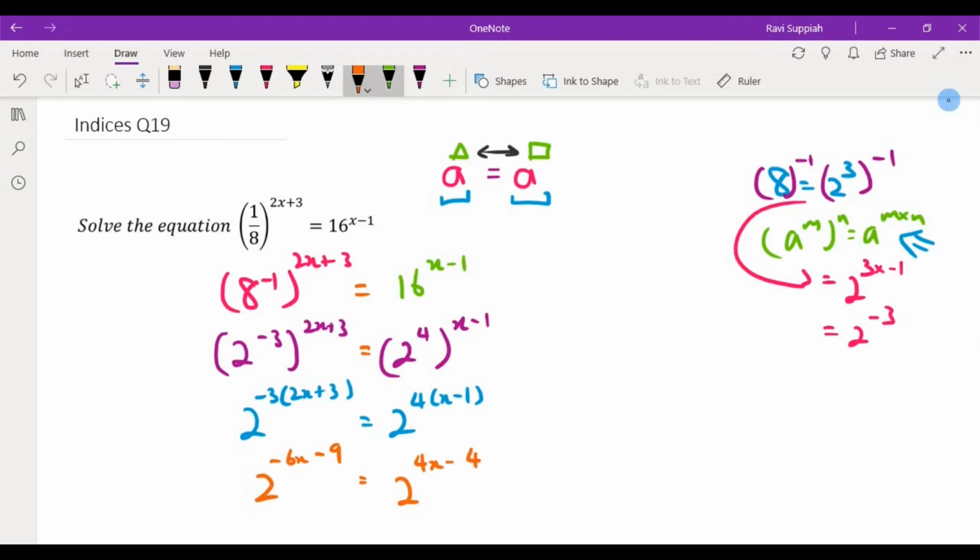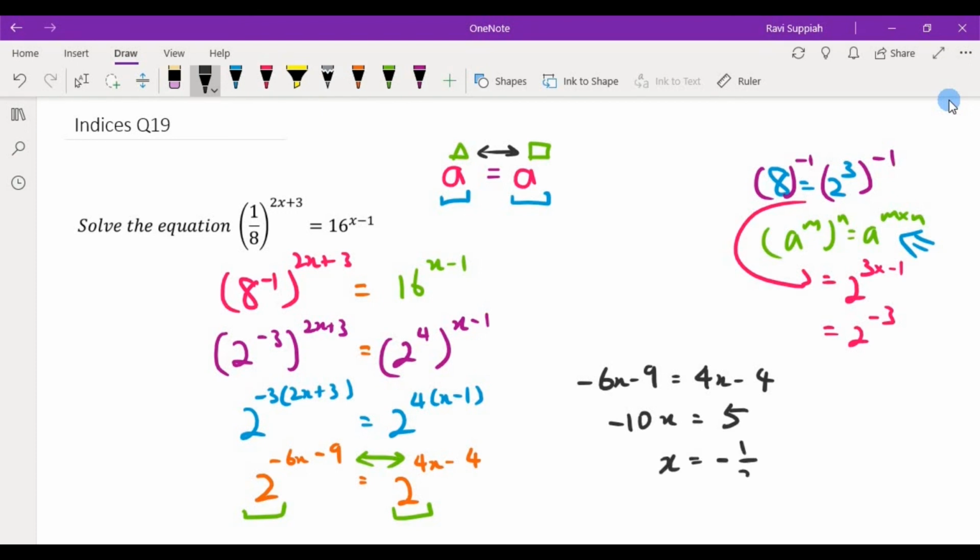And as you can see, we have now reached a point where both the bases are the same, which implies that both the powers are the same. To carry on, we just have to say that minus 6x minus 9 is equal to 4x minus 4. Let me bring the x's over here. So minus 10x is equal to 5. So x is equal to negative half.